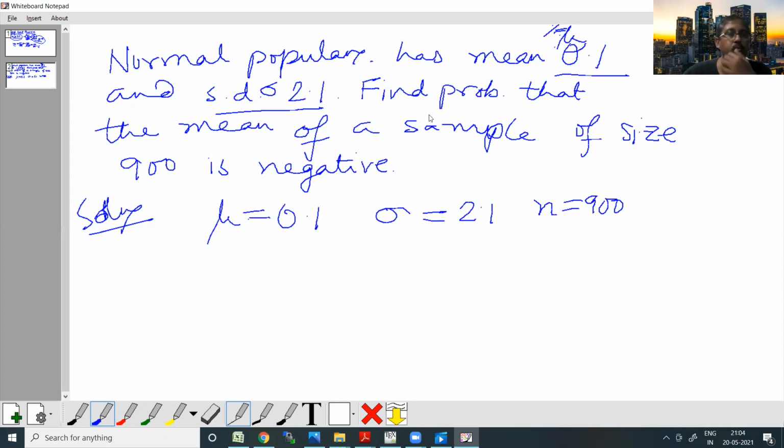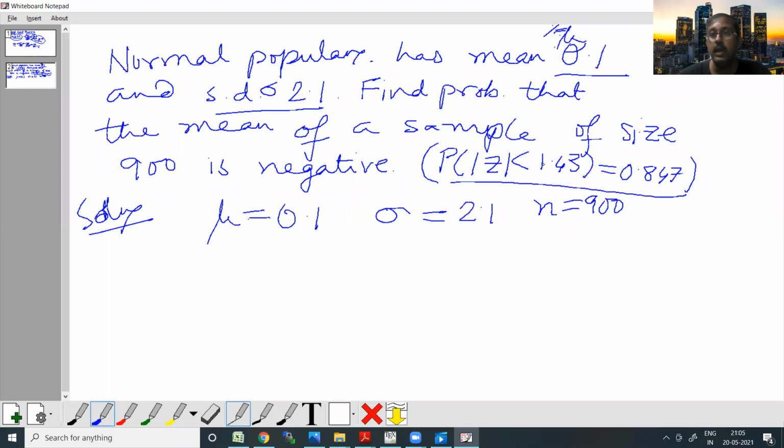Okay, one more thing which is given is the value of z. Remember that standard normal variable or standard normal variate, a specific value of that is being given in the problem. And that is basically P of modulus z less than 1.43 is equal to 0.847. We need to interpret that one first, so that we have a very clear perspective.